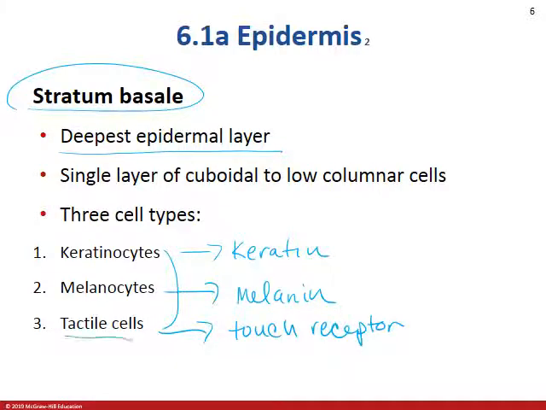So basically, if these touch receptors, these tactile cells, have pressure put on them by something touching your epidermis, they can release chemicals and send a message to your brain, and that alerts you that something's crawling on your skin or touching your skin.